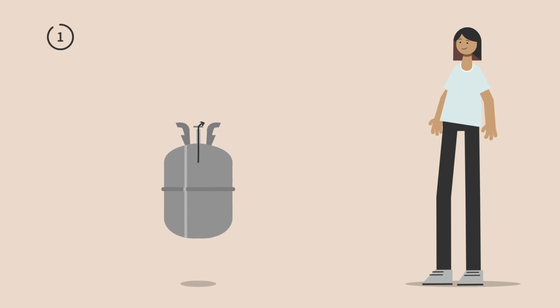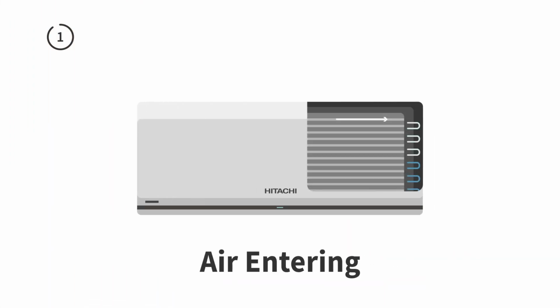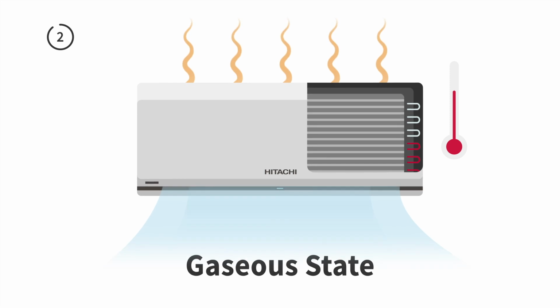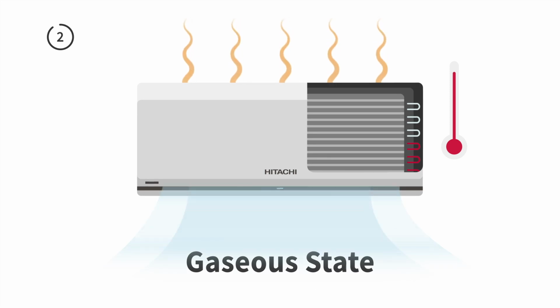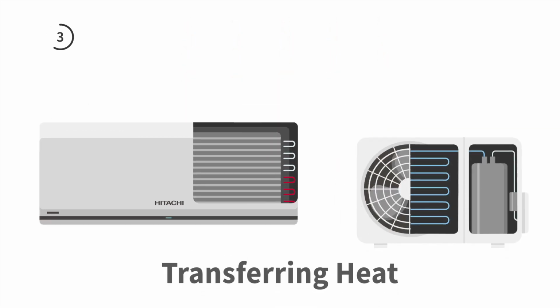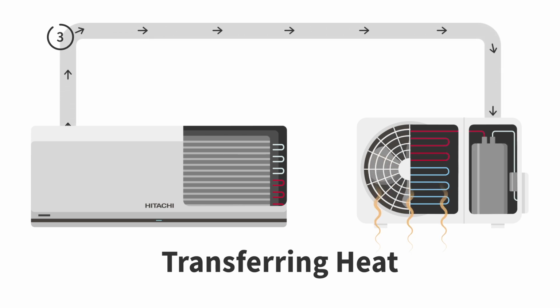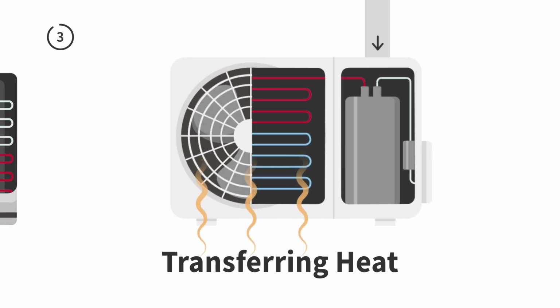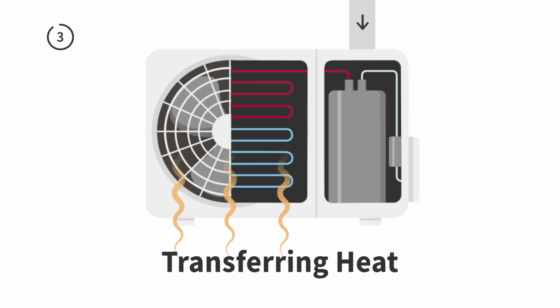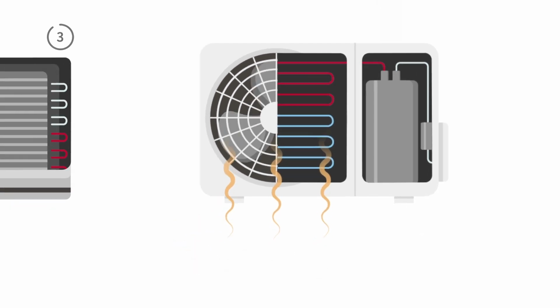1. The refrigerant flows through the evaporator coil, absorbing heat from the air inside your home. 2. As the refrigerant's temperature rises, it changes from a liquid to a gaseous state, moving to the compressor in the outdoor unit. 3. Once compressed, the superheated gas enters the condenser, transferring the heat to the outside air, cooling the refrigerant and returning it to a liquid state.